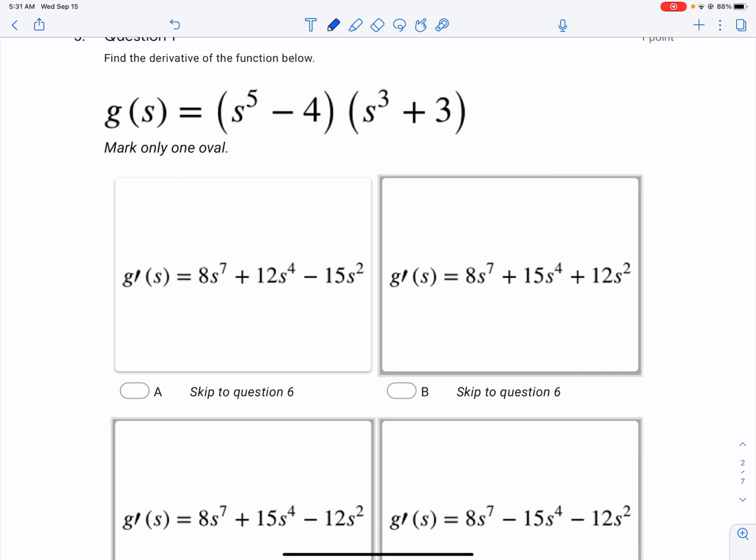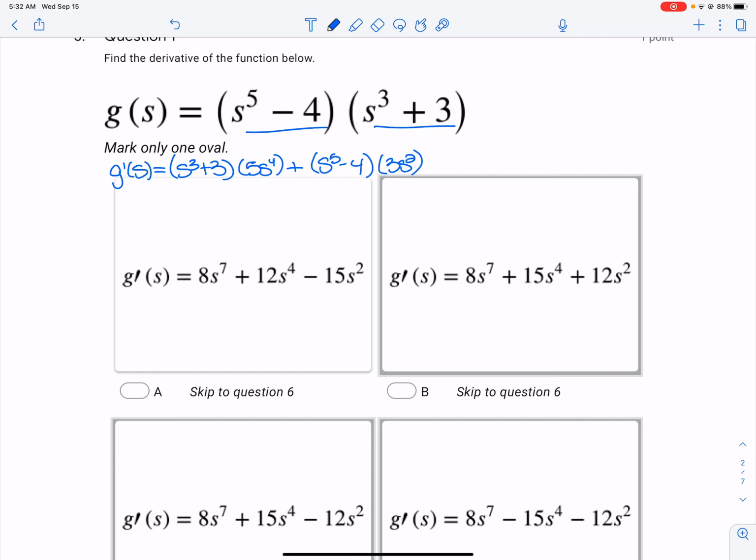Okay, so let's go ahead and do product rule. So g prime of s is s cubed plus 3 times the derivative of s to the 5th minus 4, which is just 5s to the 4th, and then plus s to the 5th minus 4 times the derivative of s cubed plus 3, which is 3s squared.